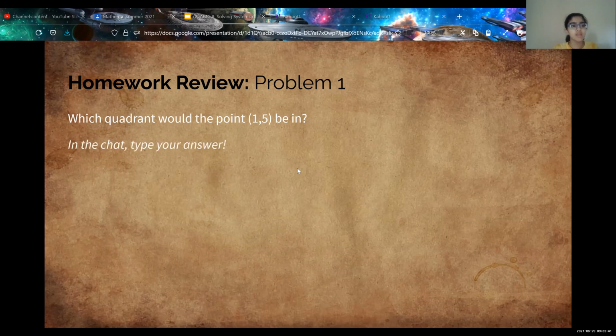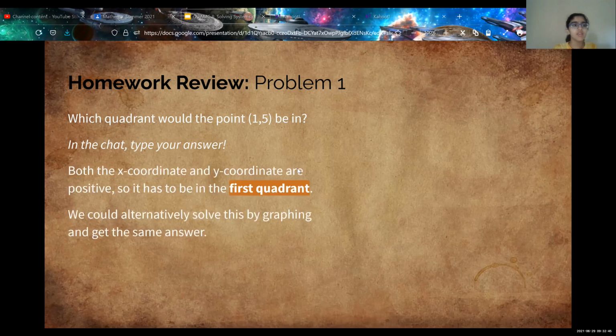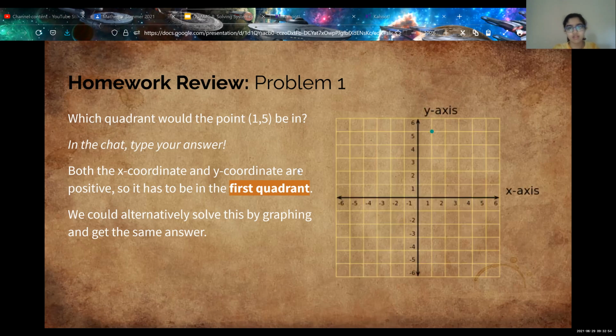The first quadrant. So both the x and y coordinates are positive, so it has to be in the first quadrant. We could alternatively solve by graphing the point, and we would still get the same answer. So over here, you can see the graph. We see the point is right here, and then we know it's in the first quadrant.